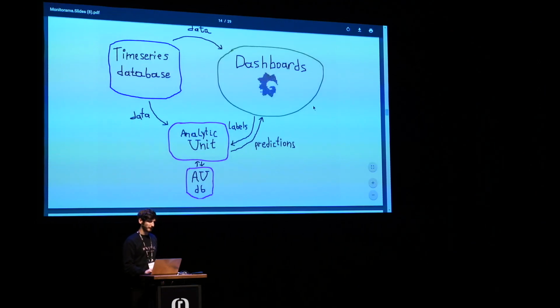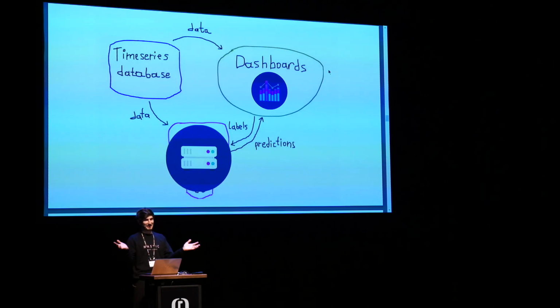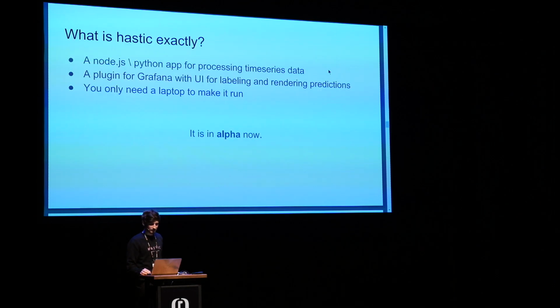This is my model of the world. You have an analytic unit, and this is the server. We made a server which analyzes data, and then a renderer which renders your predictions in Grafana, obviously. So it is an app, pretty simple to be honest. The server is a Node.js and Python app, which you can hack with Python. I will talk about this. And a panel for Grafana.